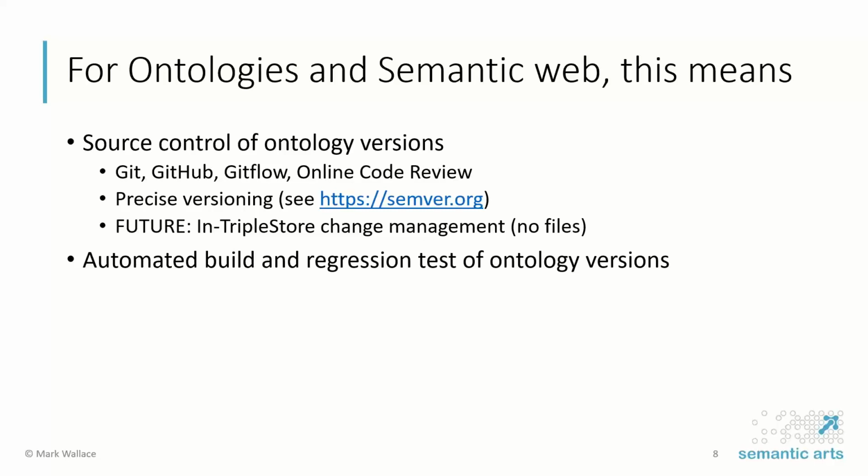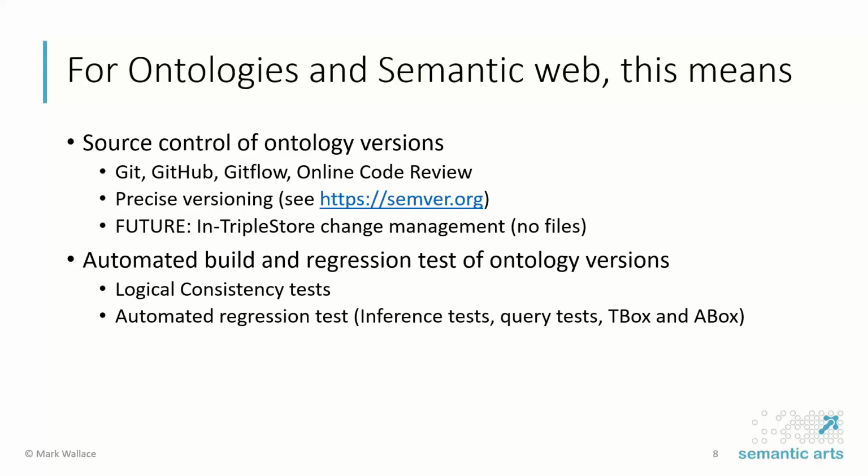Okay, so that's the source control part. What about the automated build and regression test? That sort of thing would apply to automated build and regression test of ontology versions. If you change the ontology, did you break some reasoning or some other feature that you didn't mean to break? Did you make it logically inconsistent? These are things that people might be doing by hand if they're conscientious in, say, Protege or whatever their tool is: run the reasoner, make sure it's logically consistent.